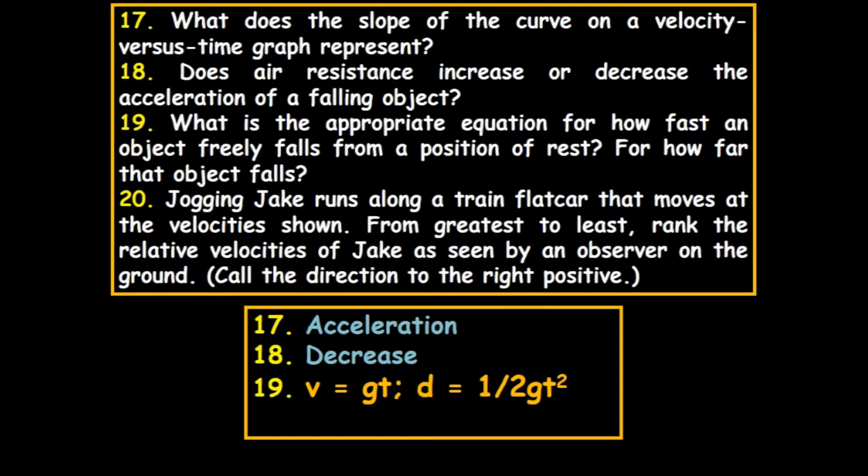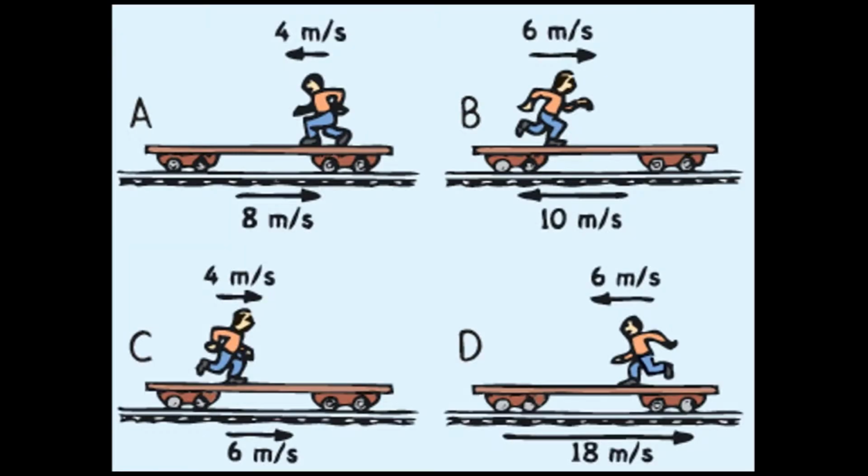Jogging Jake runs along a train flat car that moves at the velocity shown in the next picture. From greatest to least, rank the relative velocities of Jake as seen by an observer on the ground. Call the direction to the right positive. So you are the observer. Okay, so A is moving 8 meters per second to the right, positive, and then the next one is 10 negative, then 10 positive, and then 18 positive, etc. You got it? Okay. All right.